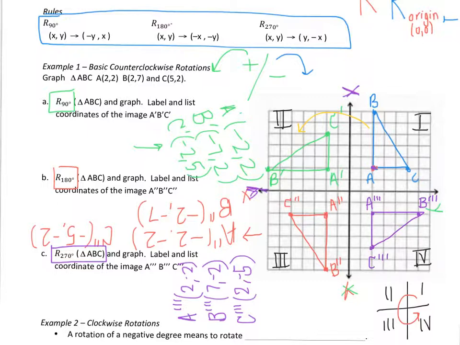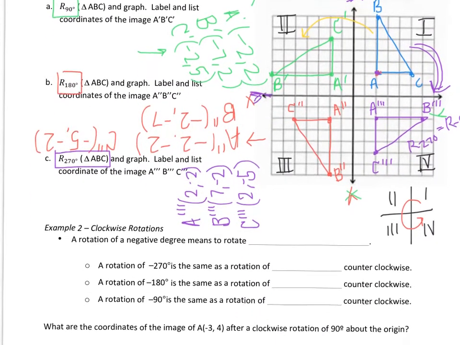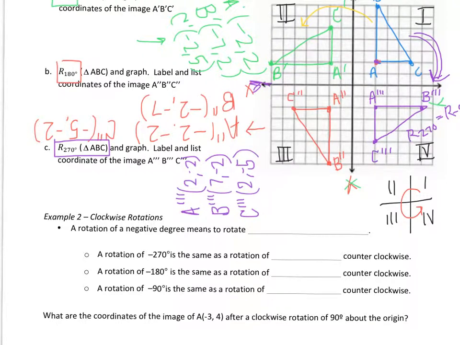And also we can look at this here. If I were to rotate clockwise, unlike what we did, this blue triangle would map on top of the purple one. And although originally the purple one was a rotation of positive 270, if I were to rotate clockwise, this is a rotation of -90. And that leads us to our next example here. A rotation of a negative degree means to rotate clockwise. Therefore, a rotation of -270 is the same as a rotation of +90.